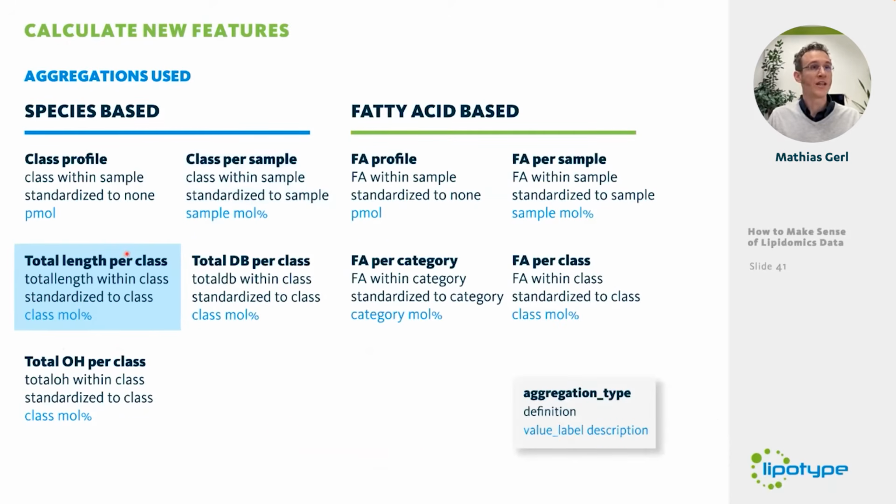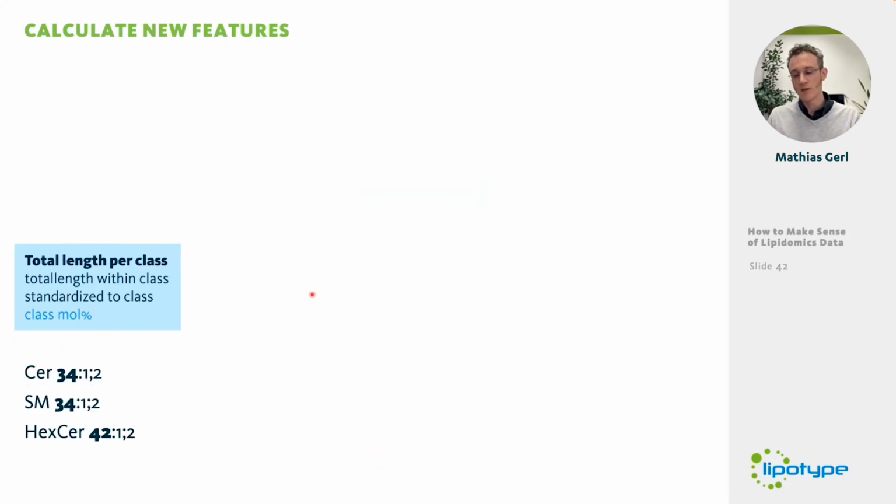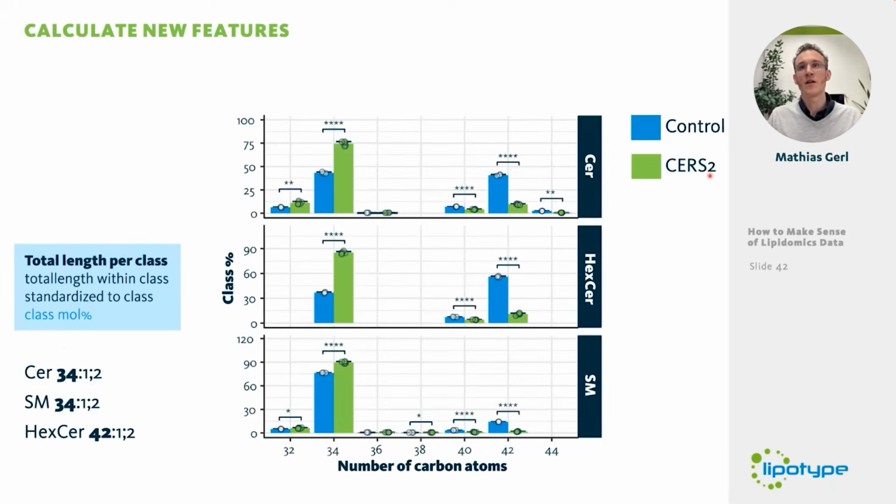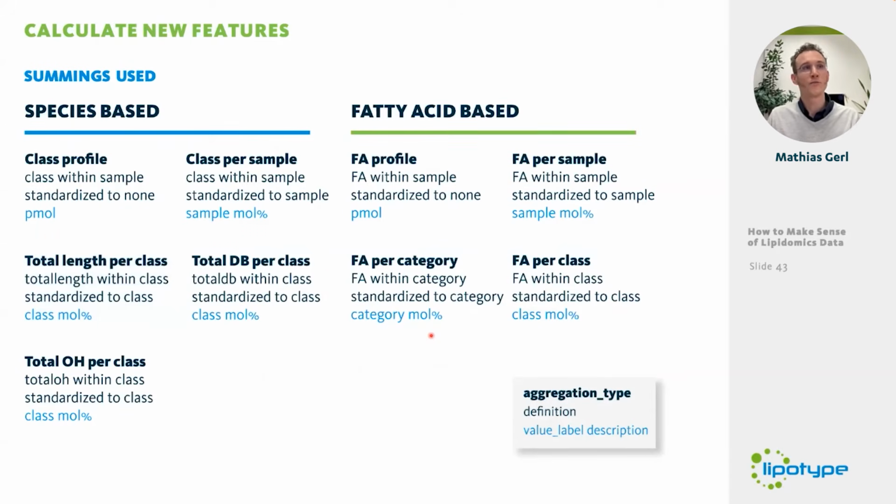Another example would be the total length profile. Here we have an example where we have an enzyme that only synthesizes ceramides with long fatty acids. And here in your lipid names, you have the total length pointed out. So this is 34, 34, 42. And you see that here the longer ones are reduced and the shorter ones are increased. This is also something that is really nicely seen in specifically this summing or aggregation. And then you could go and look at others or invent others. So it must be meaningful to your lipidome, basically.